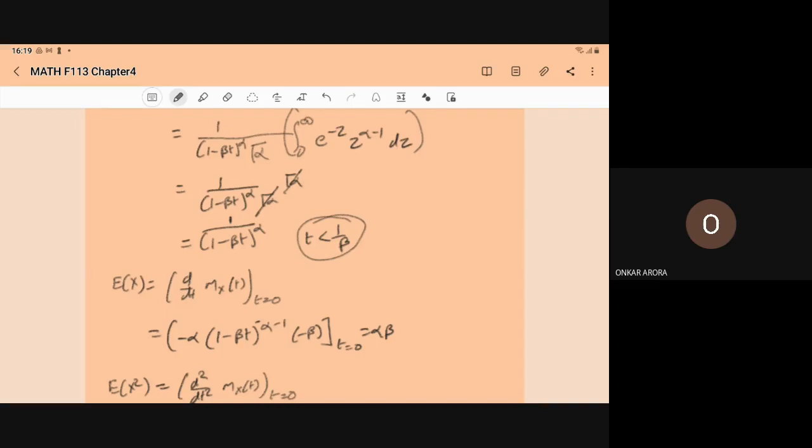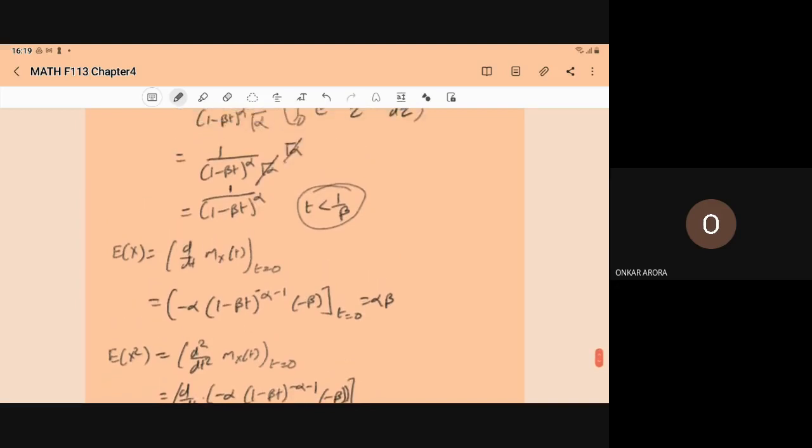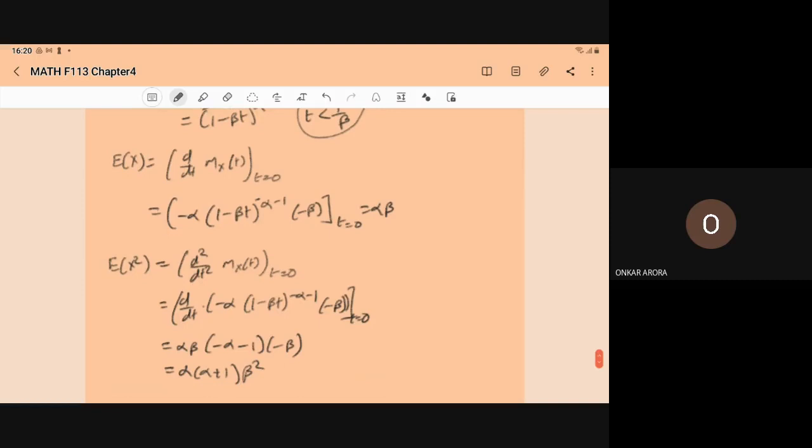When we put t equal to 0, the bracket will become 1, and 1 to the power minus alpha minus 1 is 1. So minus alpha into minus beta will give you alpha beta. So here E of X is equal to alpha beta. Then after the second derivative, you can compute E of X square. E of X square means the second derivative, so it will be d2 by dt2 of MX(t) at t equal to 0. The first derivative we have already computed as minus alpha (1 minus beta t) to the power minus alpha minus 1 into minus beta.